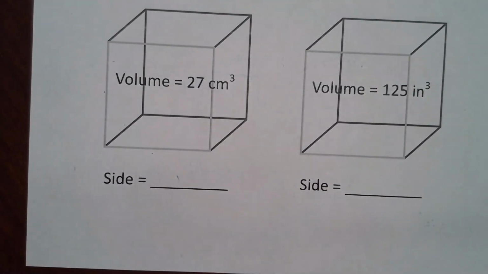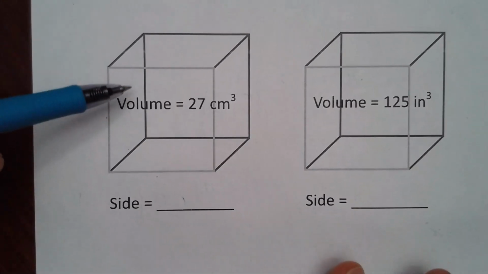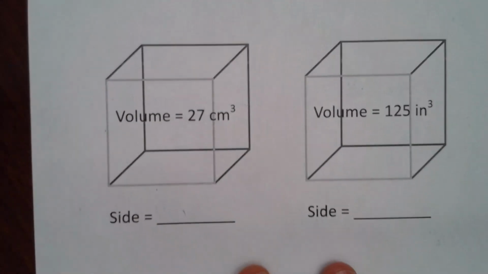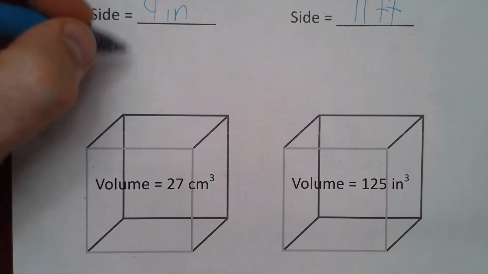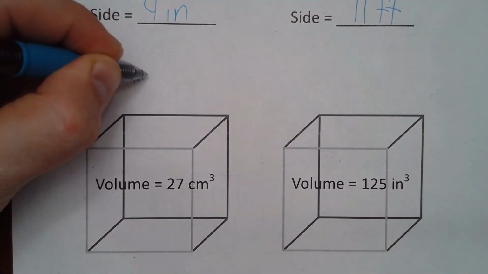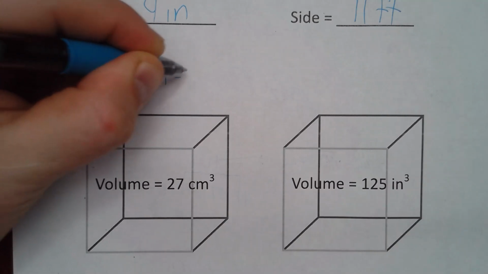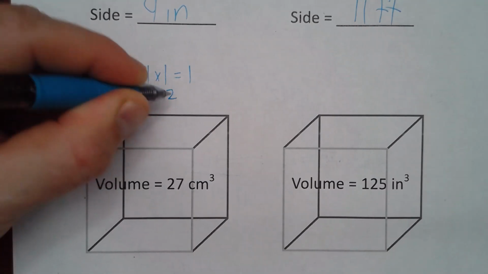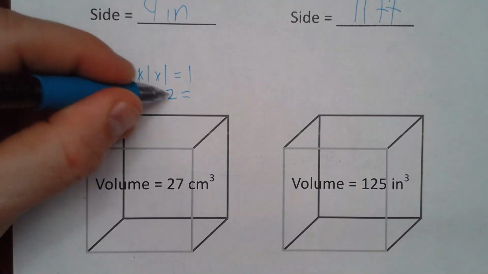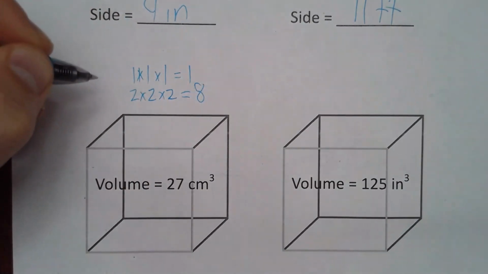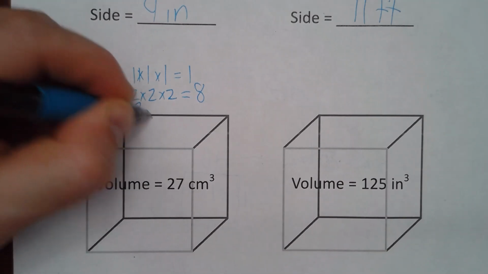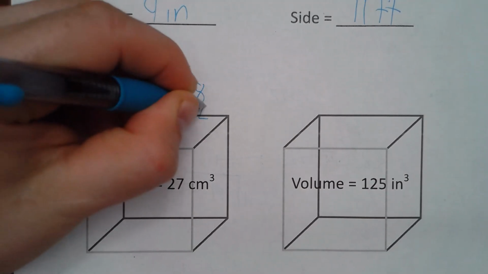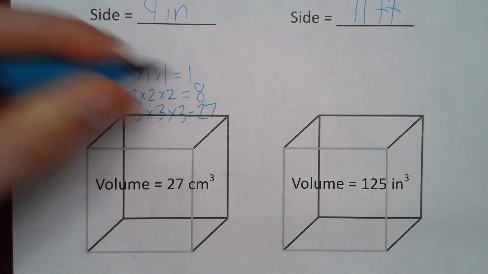Now it's time for some cube roots. What times itself 3 times gives us this number? What times what times what? Well, if you start small, you'll figure it out, because 1 times 1 times 1 equals 1. 2 times 2 times 2 equals 2 times 2 is 4, times 2 is 8. Oh, we're escalating very quickly, aren't we? 3 times 3 times 3 equals 27. 3 times 3 is 9 times 3 is 27.